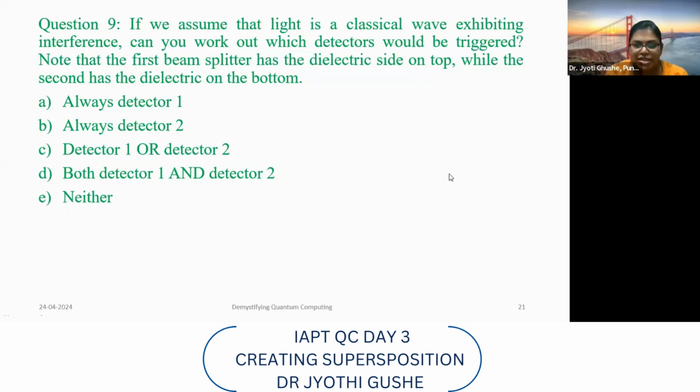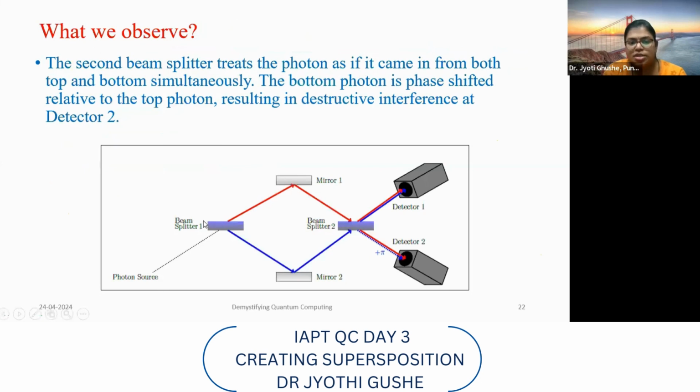Fantastic. You are getting the correct answer, and that is answer option A. It is always detector 1. So how is it working? Here, the photon source sends the photon to the beam splitter, and the second beam splitter treats the photon as if it comes from both top and bottom simultaneously.